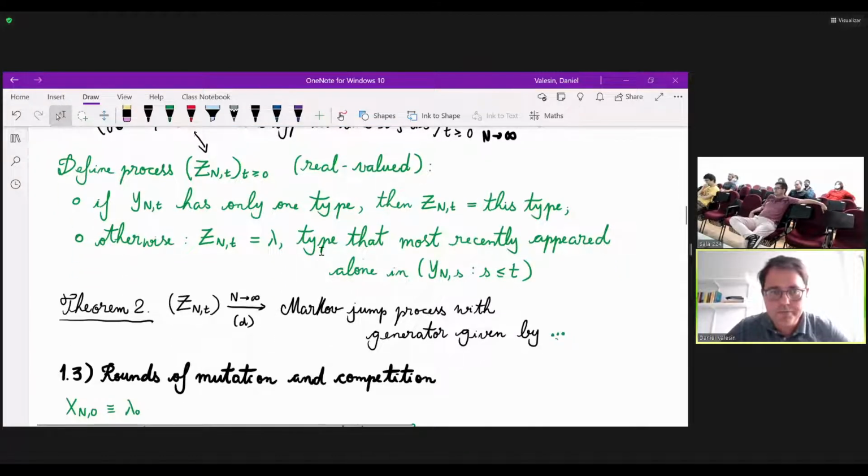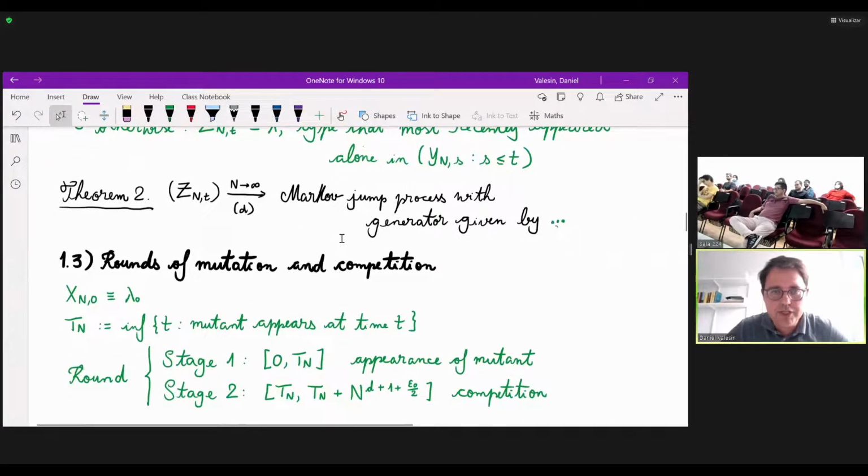So, rounds of mutation and competition. Let's say, as I mentioned, we start from a single type, lambda 0 at time 0. I want to define this stopping time here, capital Tn, which is the first time when a mutation occurs, the first time when a mutant appears. I'm going to split time into what I call rounds, and a round has 2 stages. Stage 1 is between time 0 and time Tn, so it's what happens until a mutant appears.